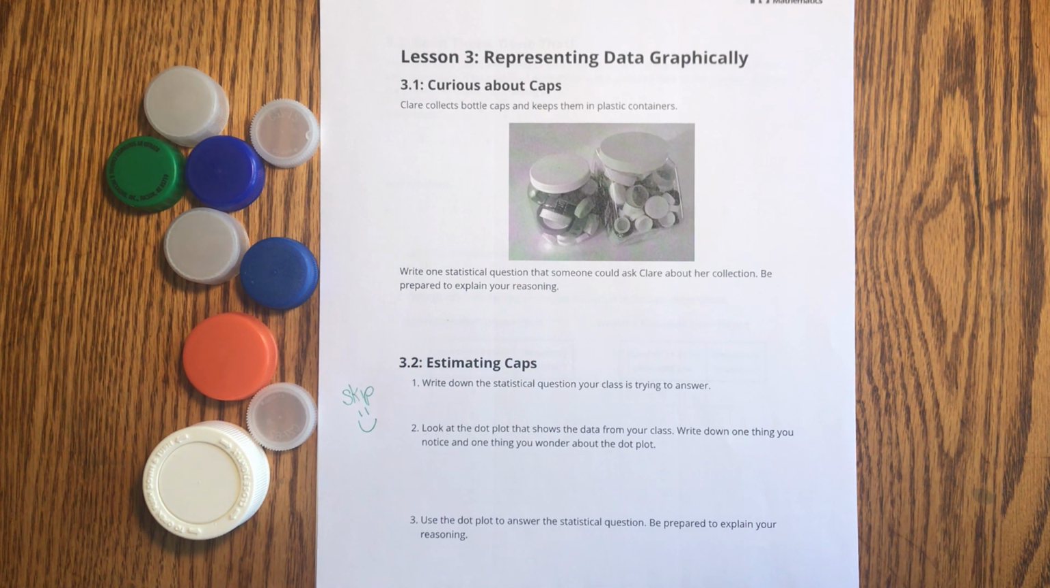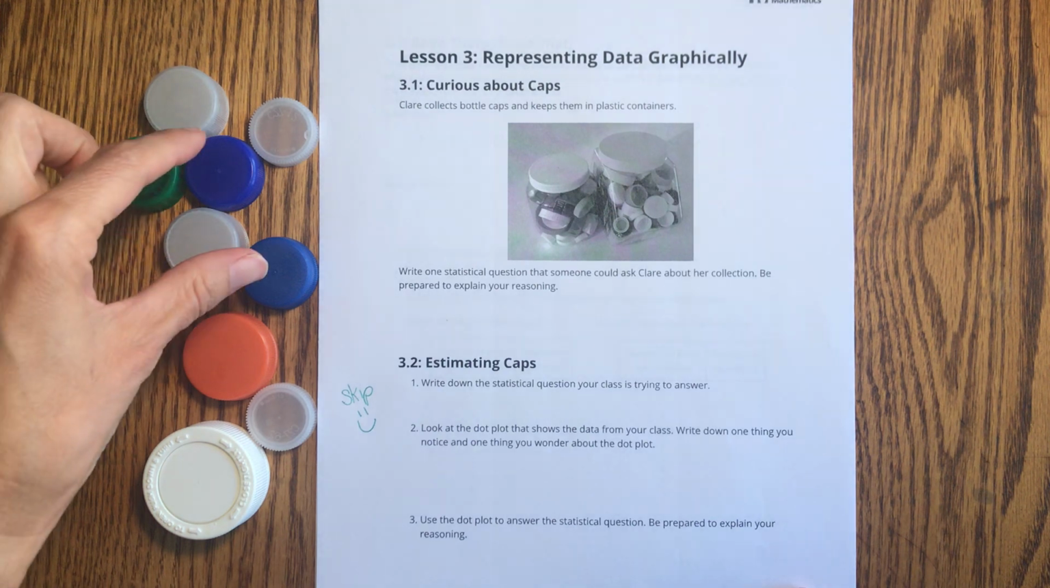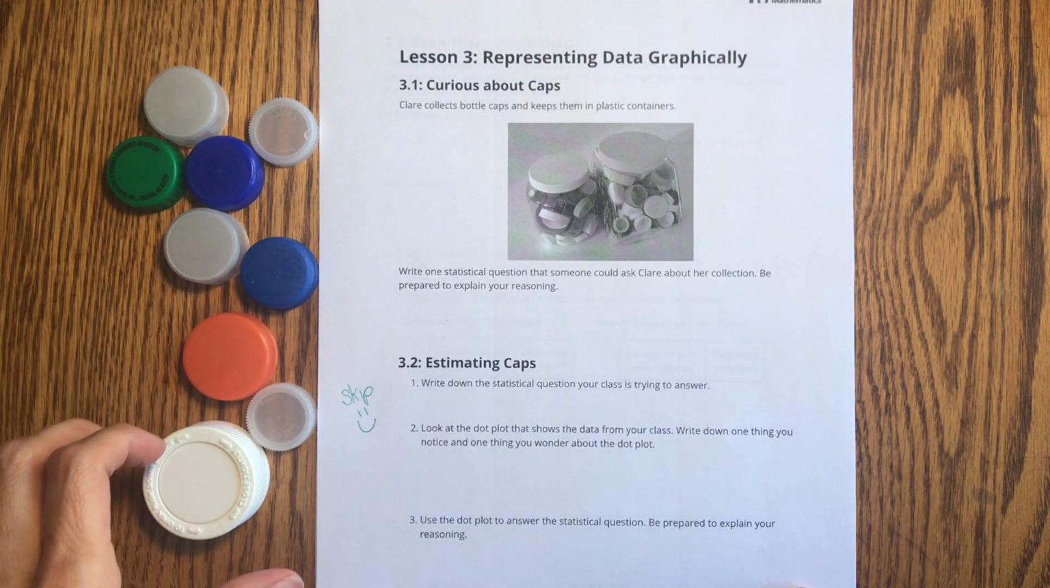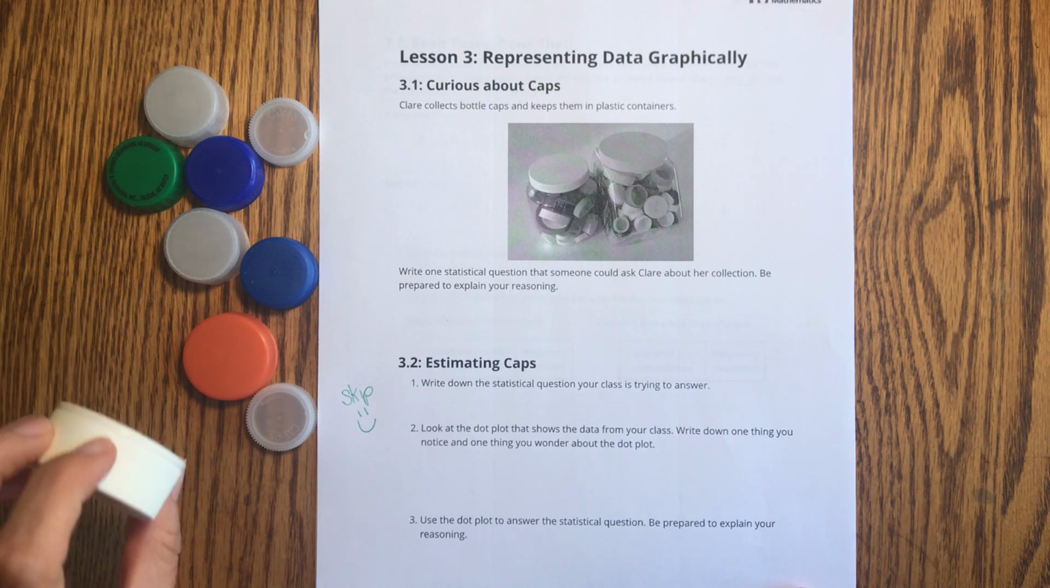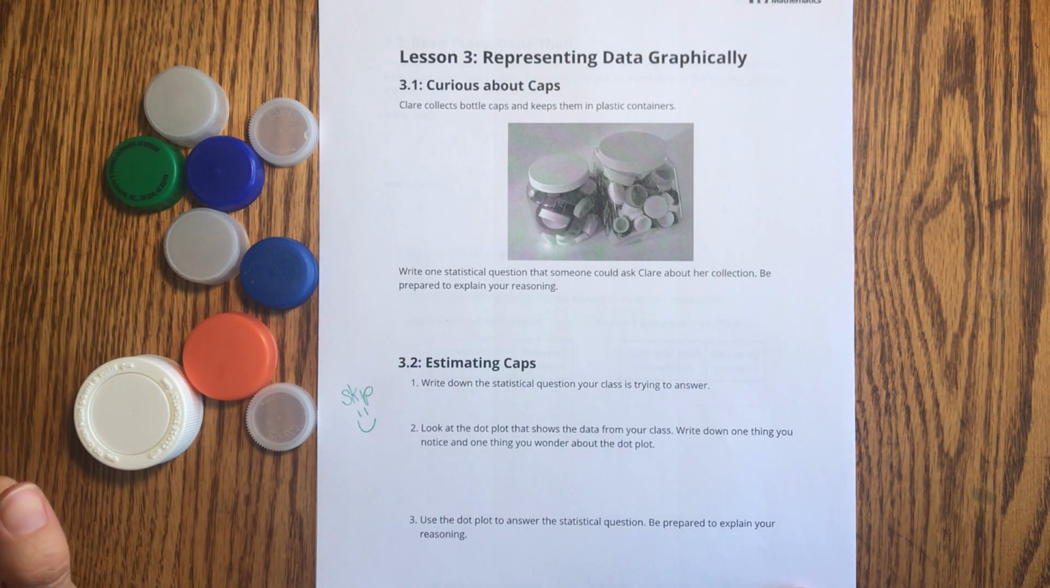One option might be to ask what's the most common color. You could ask about the most common shape or size or type of cap. You could even ask about where she collected them from, or maybe she was keeping track of how many caps she collected each week. As long as you're making some type of question that has to do with size, source, number, some type of comparison that you could do, that would be a great statistical question.